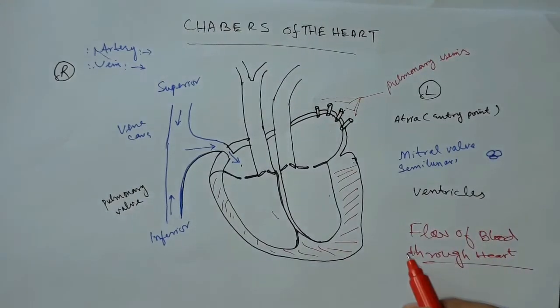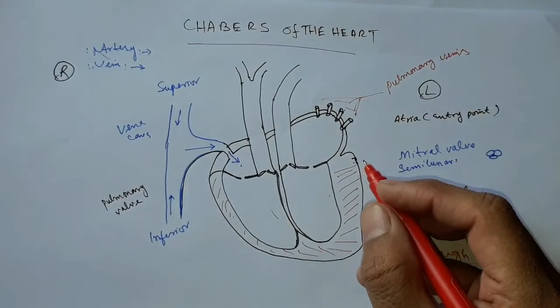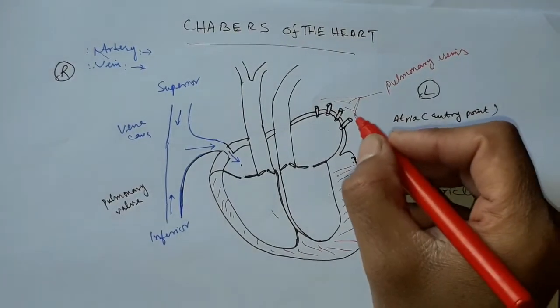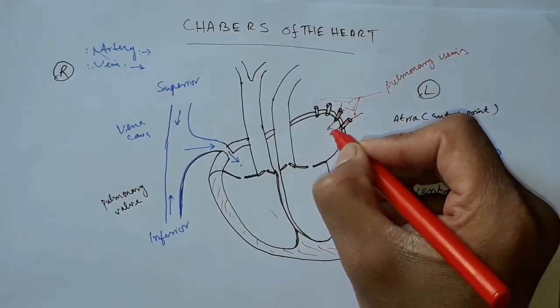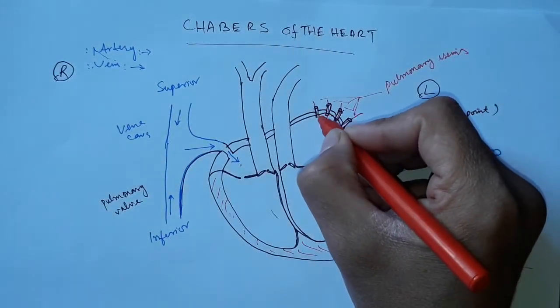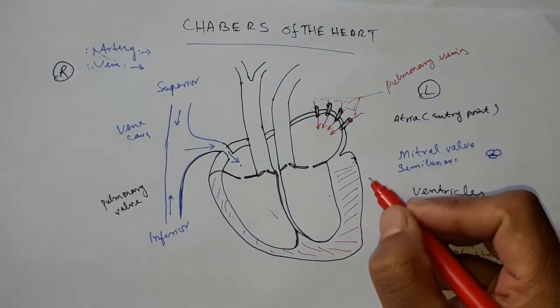It's the flow of blood through the heart. Blood coming back from the lung through the pulmonary veins. These are larger veins. Into the left atrium, the blood is oxygenated.